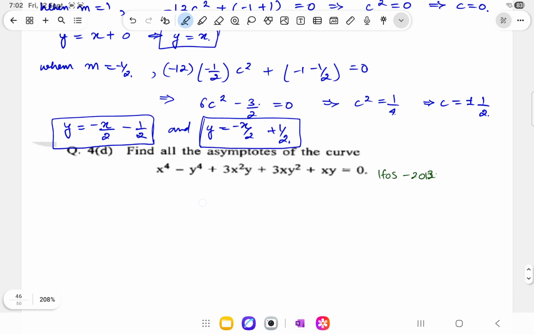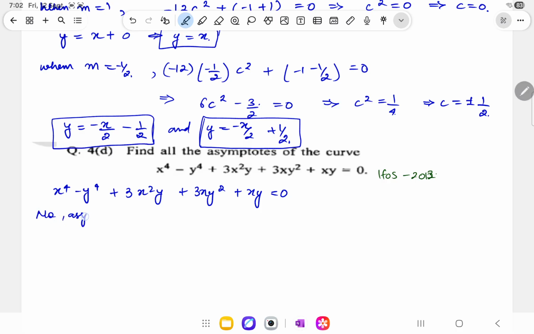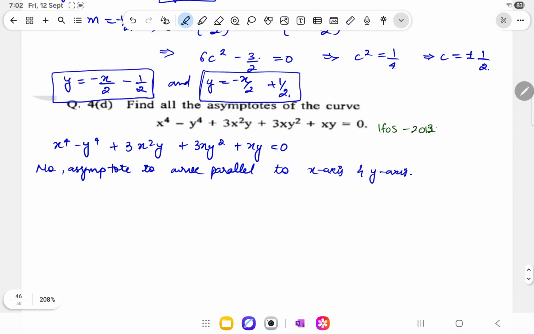So let's see. The curve is basically x raised 4 minus y raised 4 plus 3x square y plus 3xy square plus xy equals to 0. You can easily observe that there is no asymptote to the curve parallel to x-axis and y-axis. So no asymptote to the curve parallel to x-axis and y-axis. So let's find out phi.